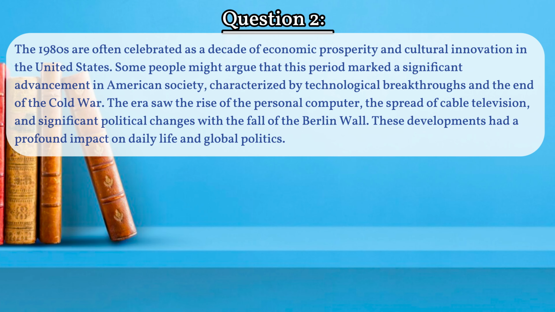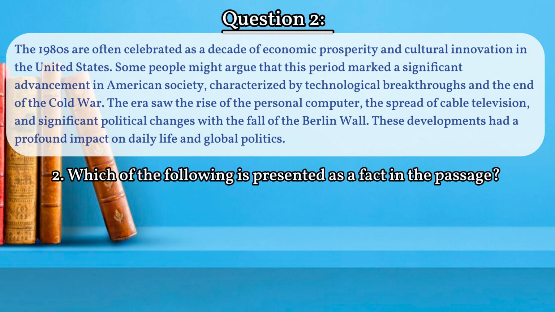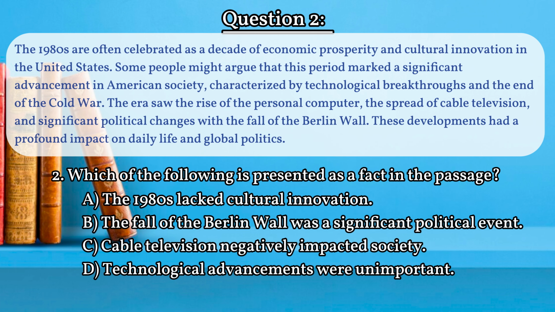Question 2. Which of the following is presented as a fact in the passage? The question here is about distinguishing clear, verifiable facts. Look at the options. The fall of the Berlin Wall is mentioned directly as a key event, right? So if you chose B, the fall of the Berlin Wall was a significant political event, you nailed it. It's a straightforward fact. The other options? They either add elements not stated in the text or twist the passage's information.